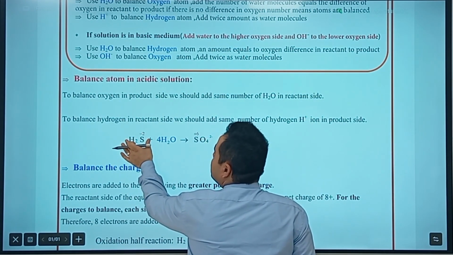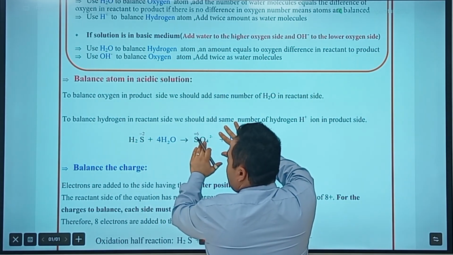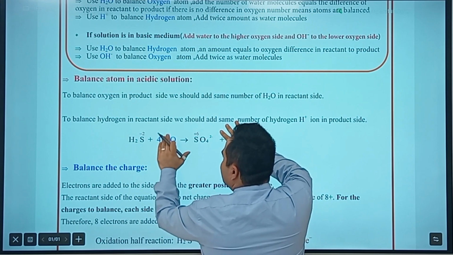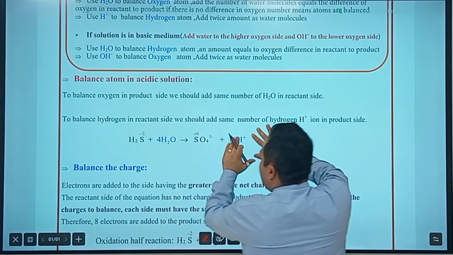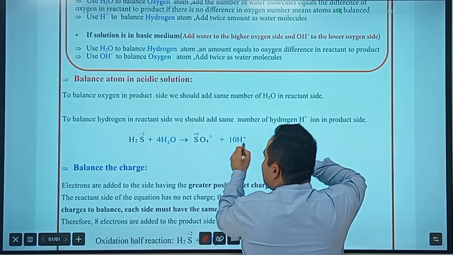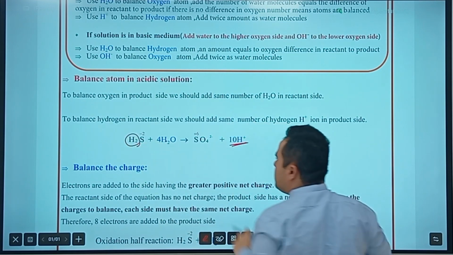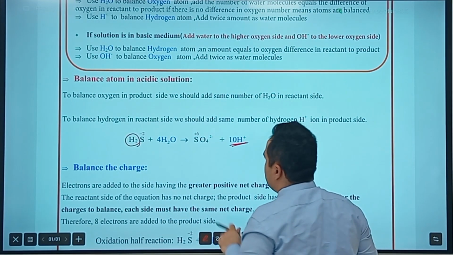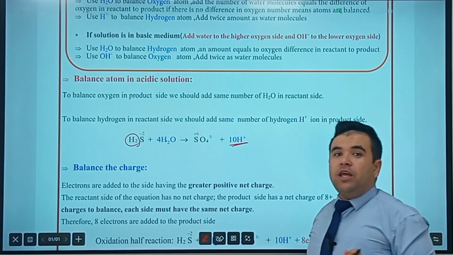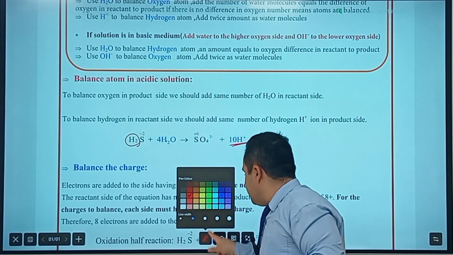On this side, prior to the addition of H2O and proton, we have got 0 S and then 4 oxygen. So we have to add 4 H2O to the reactant, which is the lower oxygen side, and then twice as that, 8, to the product side. But we added 10 because this 10 refers to the 2 plus 8, so it becomes 10 protons in the product. In terms of the atom, it's balanced. How about in terms of the charge of the ion? It's not balanced.